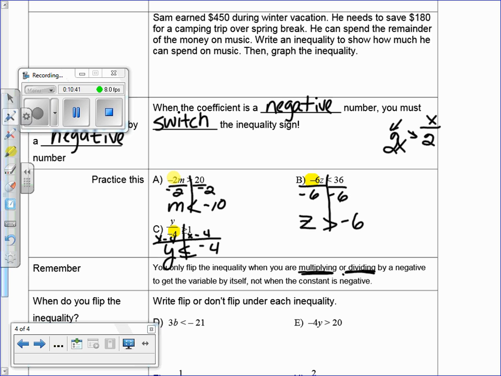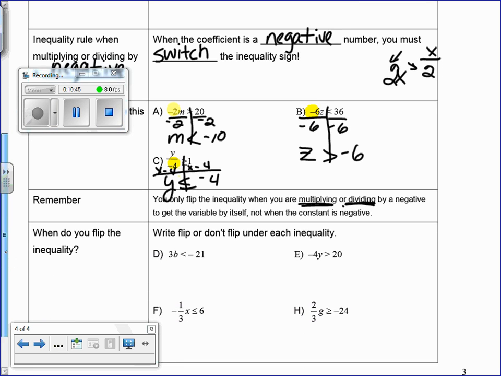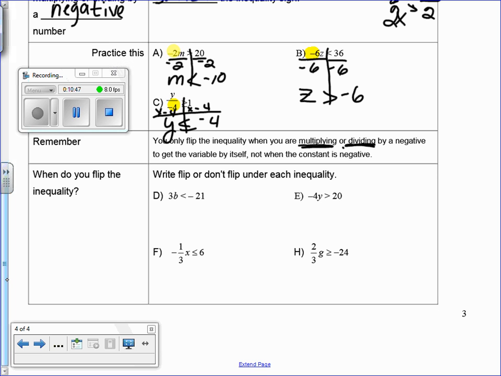So you only flip the inequality when you're multiplying or dividing by the negative variable to get the variable by itself, not when the constant is negative. The constant is just the number that you're adding or subtracting.